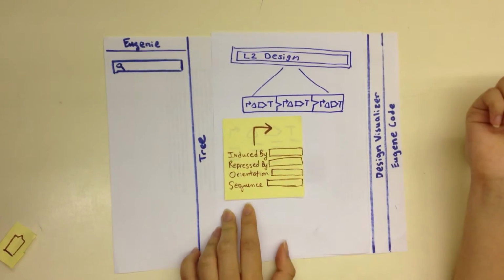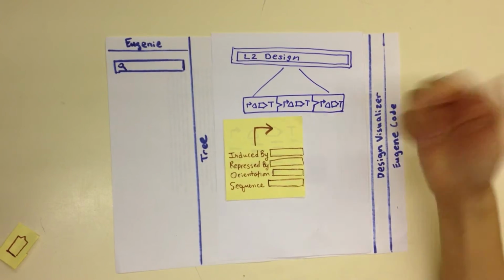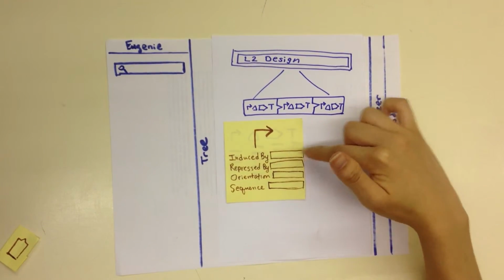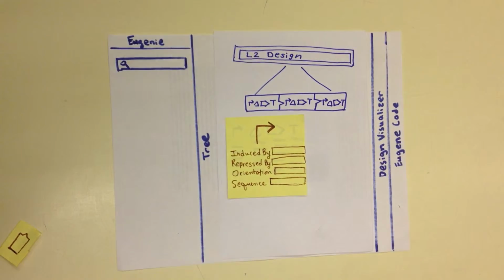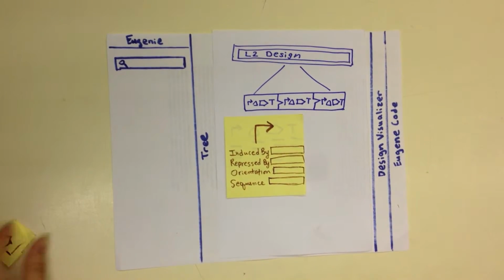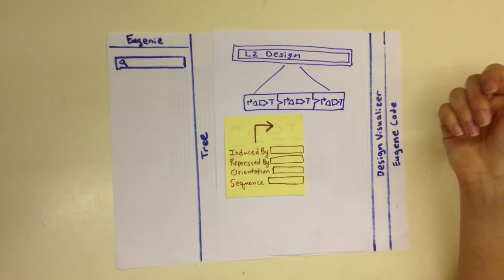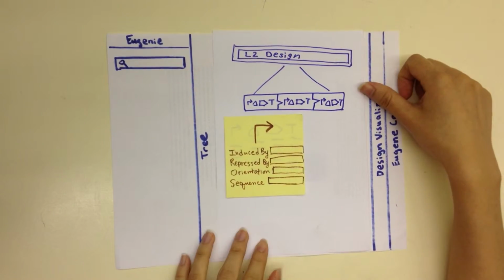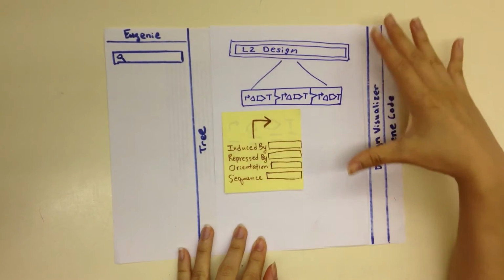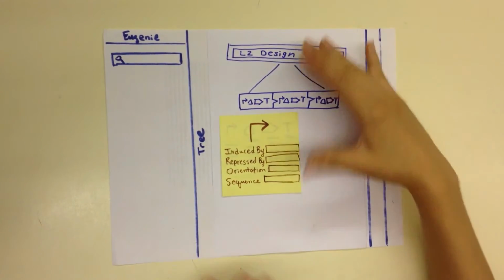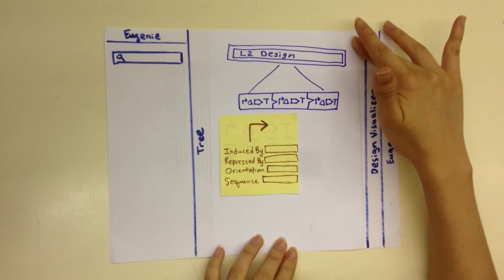So here we have a generic promoter, and you can see the properties, and because it's generic, these are blank. But say you wanted to search for promoters with a specific property, you could input the specific property that you want, and that would filter your search results. So this is the functionality of the tree view for Eugenie.